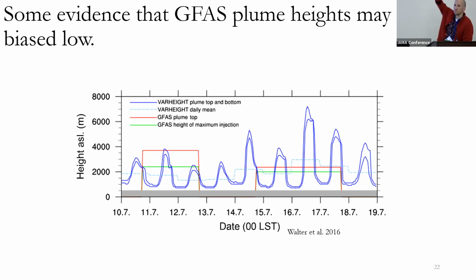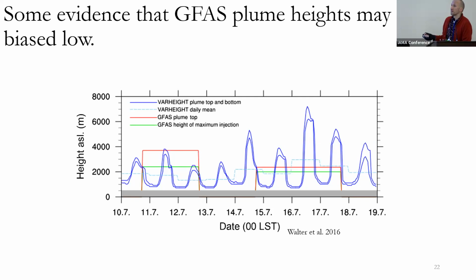With the plume injection heights peaking in the middle of the day when the fires are most intense, things go up, and then there are lower injection heights overnight. You can see, particularly here, the midday injection heights are quite a bit higher than what GFAS is providing. This is also when most of the smoke emissions is happening. So there's some evidence here that the smoke may be being injected too low by GFAS.